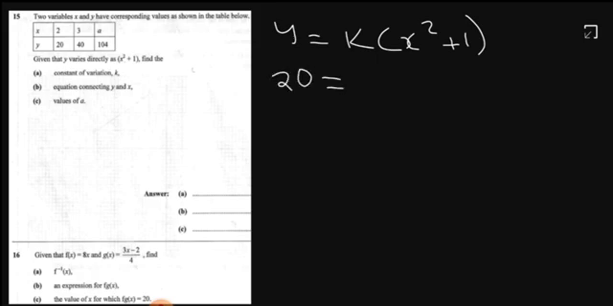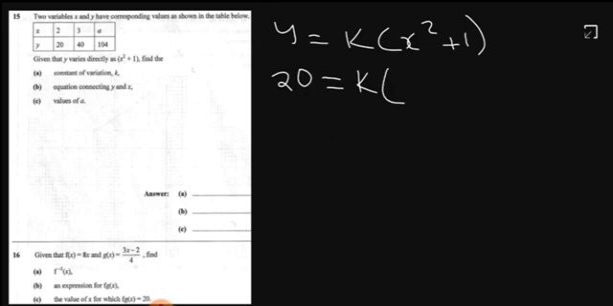Question 15 says, 2 variables x and y have corresponding values as shown in the table below. So x and y, we've got those values. Given that y varies directly as x squared plus 1, find the constant of variation, which is k. So if y varies directly as x squared plus 1, it means that in that way. And to find the value of k, we can get a value of x and a value of y to find the value of k. So if we get the value of y to be 20, k remains there.